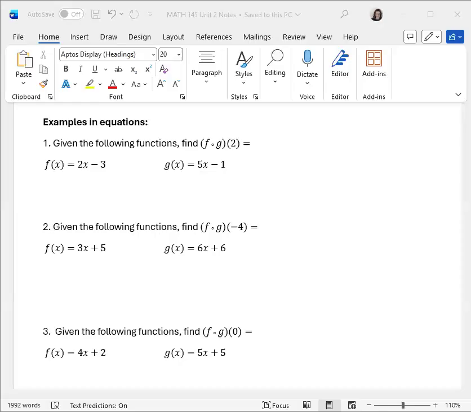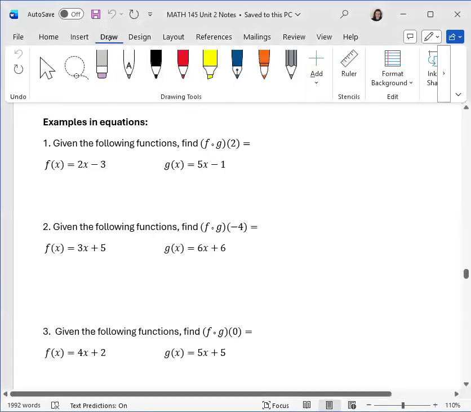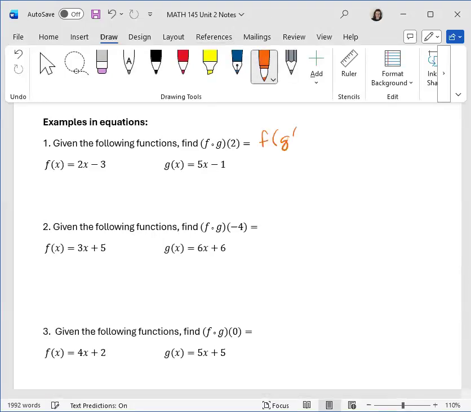In this video, we're going to be going over function composition evaluation using equations. So in previous videos, we've talked about this notation. This can be rewritten as f of g of 2. Remember, we work from the inside out. So we're first going to evaluate g's function when the x value is 2.